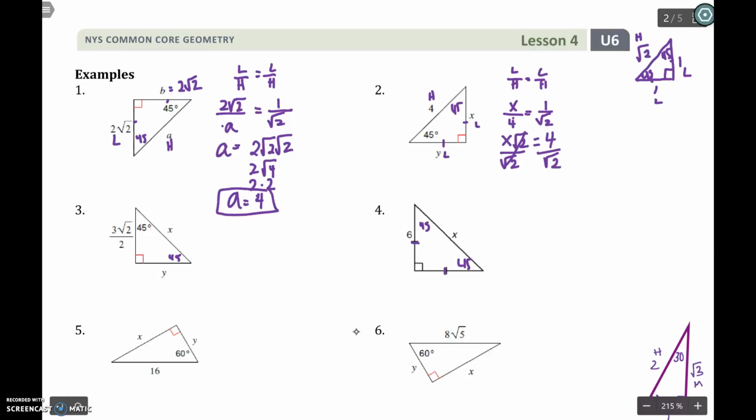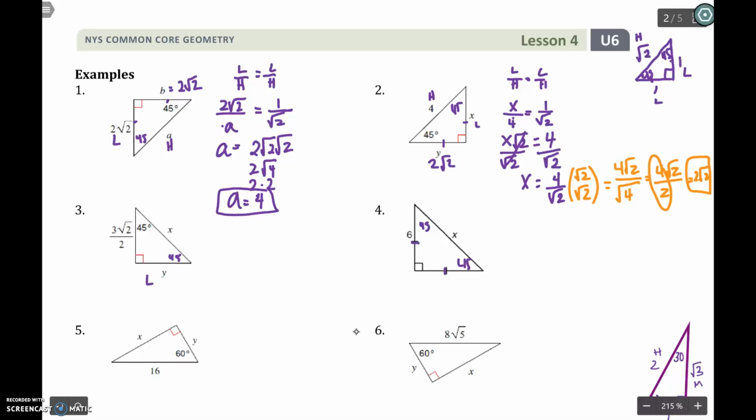But I have to rationalize this. This one can't be left as 4 over radical 2. So we're going to use what we did in lesson 2. We're going to rationalize. We're going to multiply by radical 2 on both so that the bottom becomes a perfect square. And then when we square root that, we get 2. And then the last thing is to simplify here. And so we get 2 radical 2. Going on to number 3 is a very similar concept. Oh, and y would also be the same answer because it is isosceles.